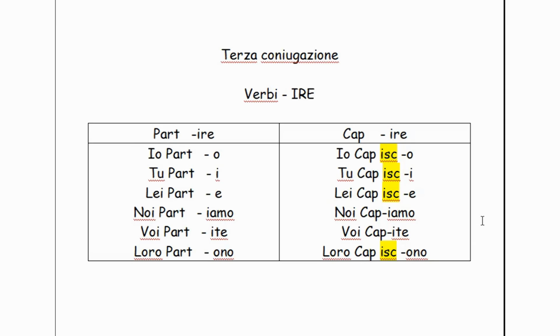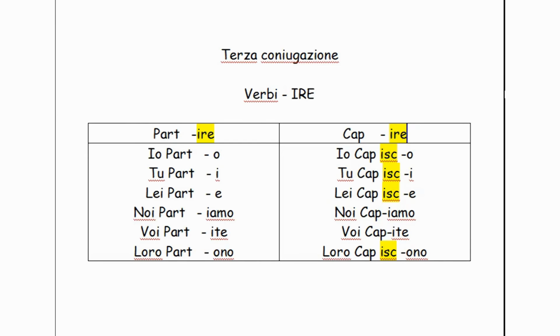Io capisco. Tu capisci. Lei capisce. Noi capiamo. Voi capite. Loro capiscono. The syllable ESC or ISC is inserted between the stem and the endings.